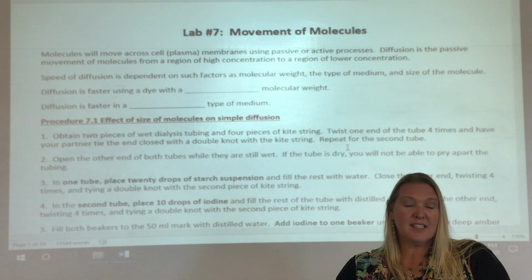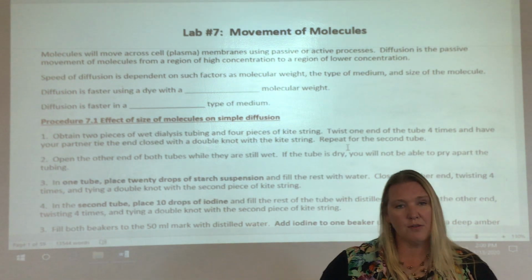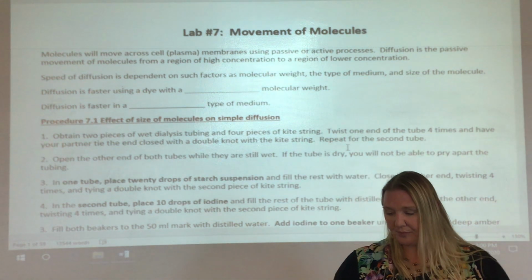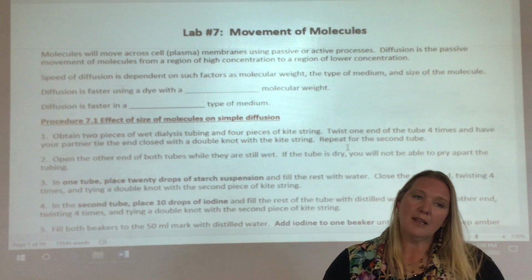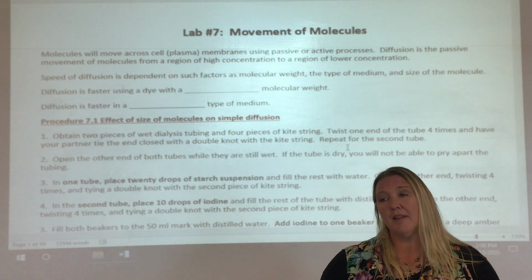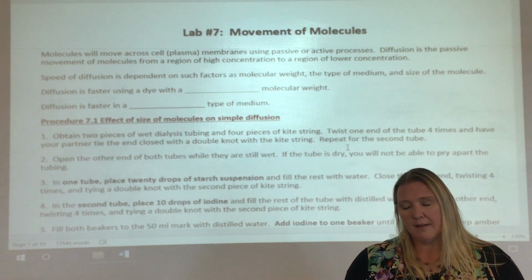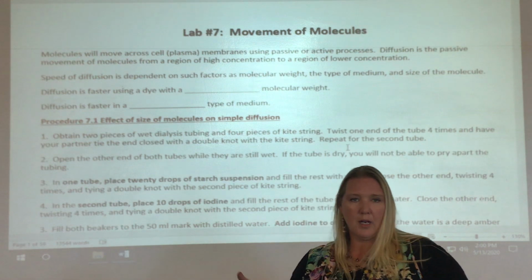This is lab number 7, movement of molecules. Make sure you have that lab document in front of you so you can take notes during this video. So in this lab, we're going to be talking about different ways that molecules can move, and they move for lots of different reasons in the cells, and we'll talk about those some in here and some more in lecture.